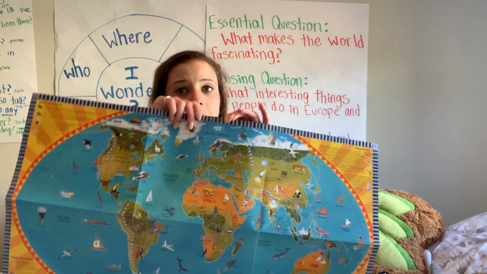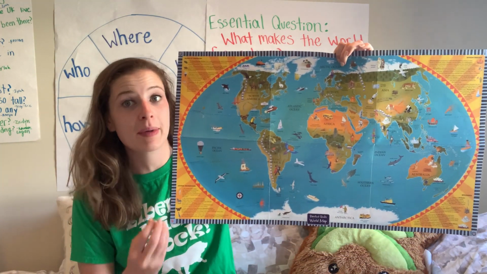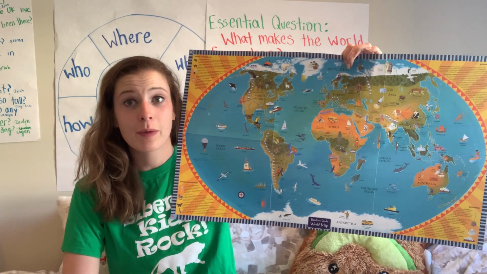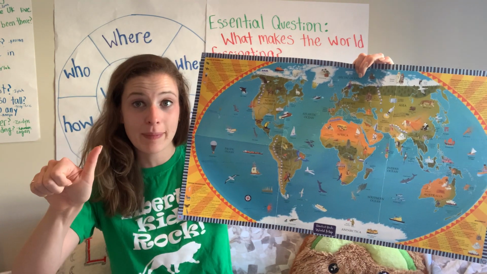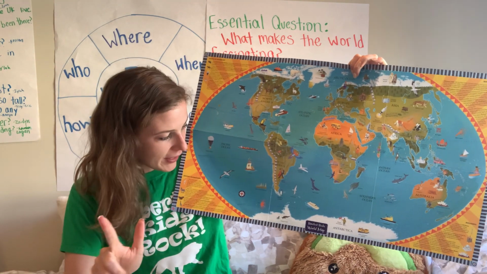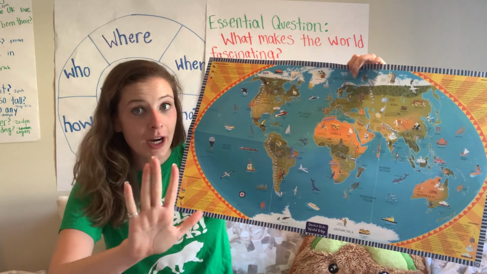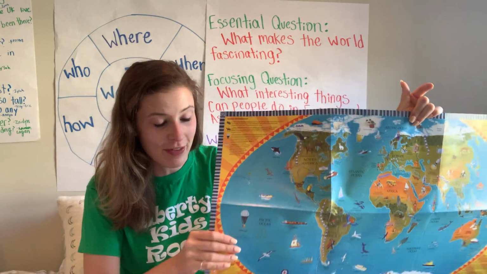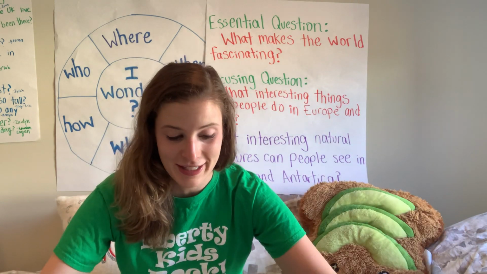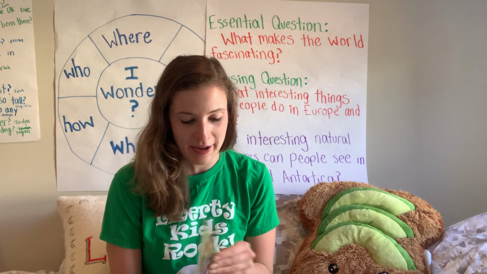So first, let's look at our big map. And remember our 7 continents. One of our goals is to be able to name our 7 continents, which is why we go over them every day. So our 7 continents: North America, South America, Antarctica, Africa, Europe, Asia, and Australia. That is all 7 of our continents. So let's take a look at Africa for today.